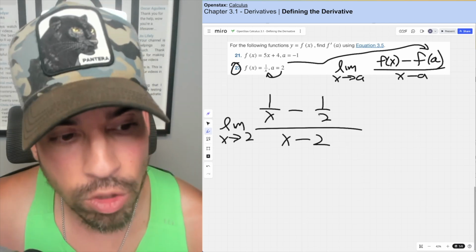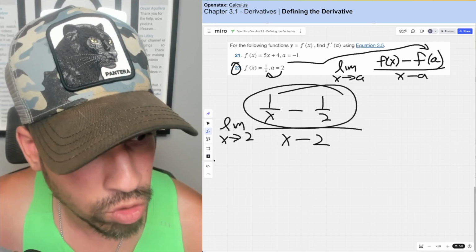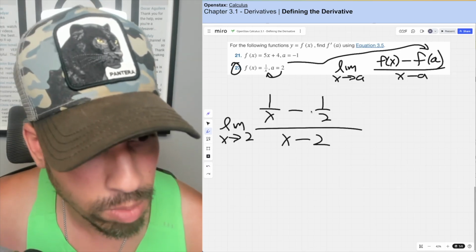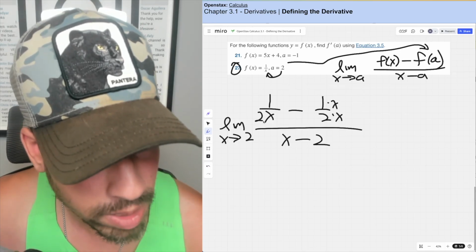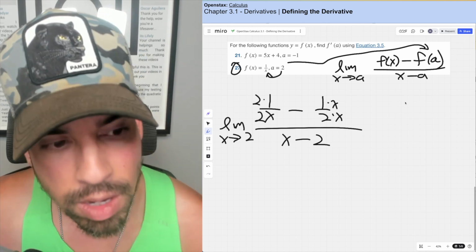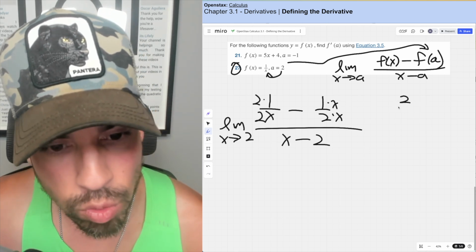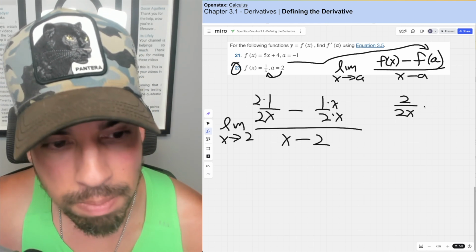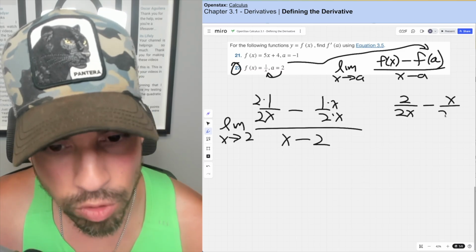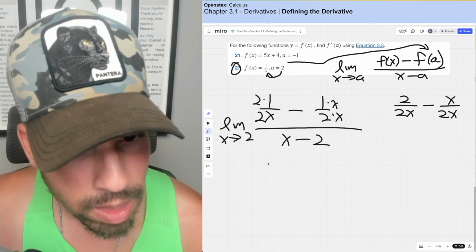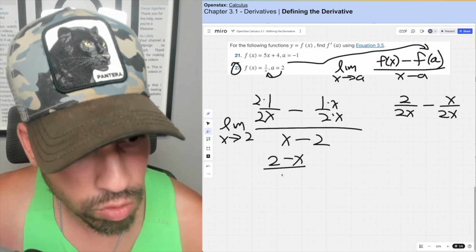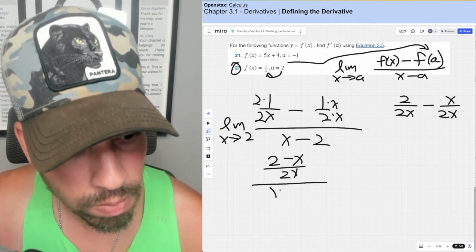Okay, what we're going to do now is we're going to simplify. Now, to simplify the numerator, I need a common denominator. So I'm going to multiply this one by x over x, and this one by 2 over 2, okay? And now we have 2 over 2x minus x over 2x. Now we have common denominators. I can merge this to become 2 minus x over 2x, over x minus 2.